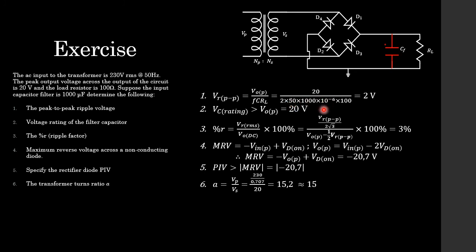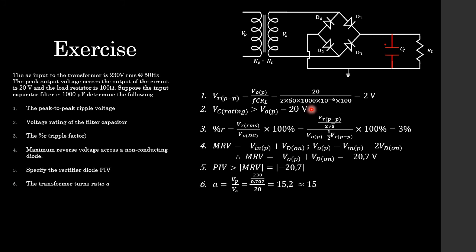Next up, what is the voltage rating of our filter capacitor? Well, we know that the rating of the capacitor must be greater than our output peak voltage. So if we have a capacitor that is rated at least 20 volts or more, we'll be good to go.